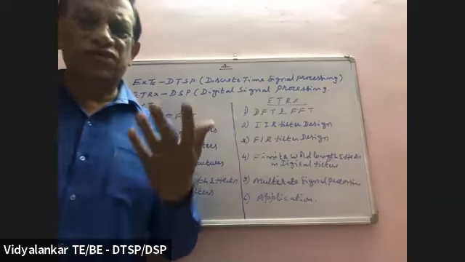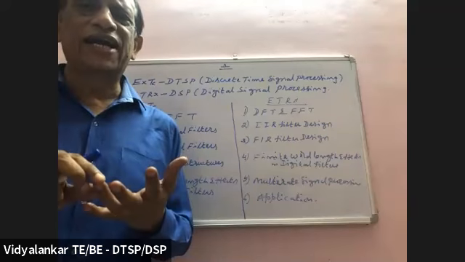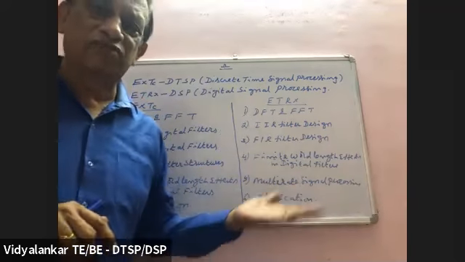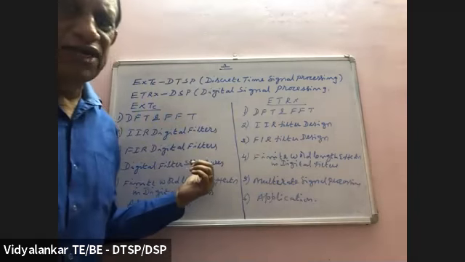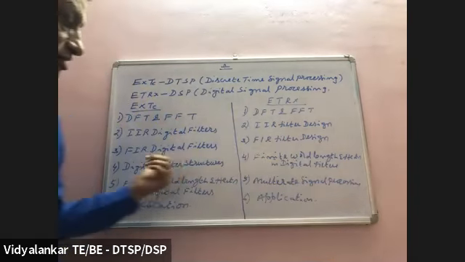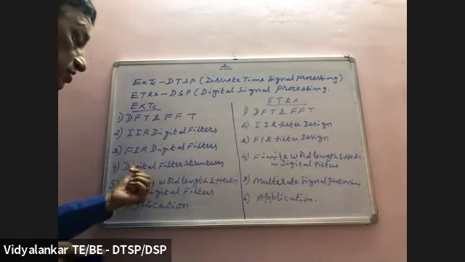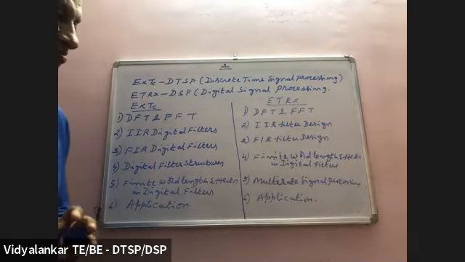In Signals and Systems, we have done only direct, cascade, parallel. Here there are various types of structures also. Those structures we will study for IIR filters as well as FIR filters. That is digital filter structures.